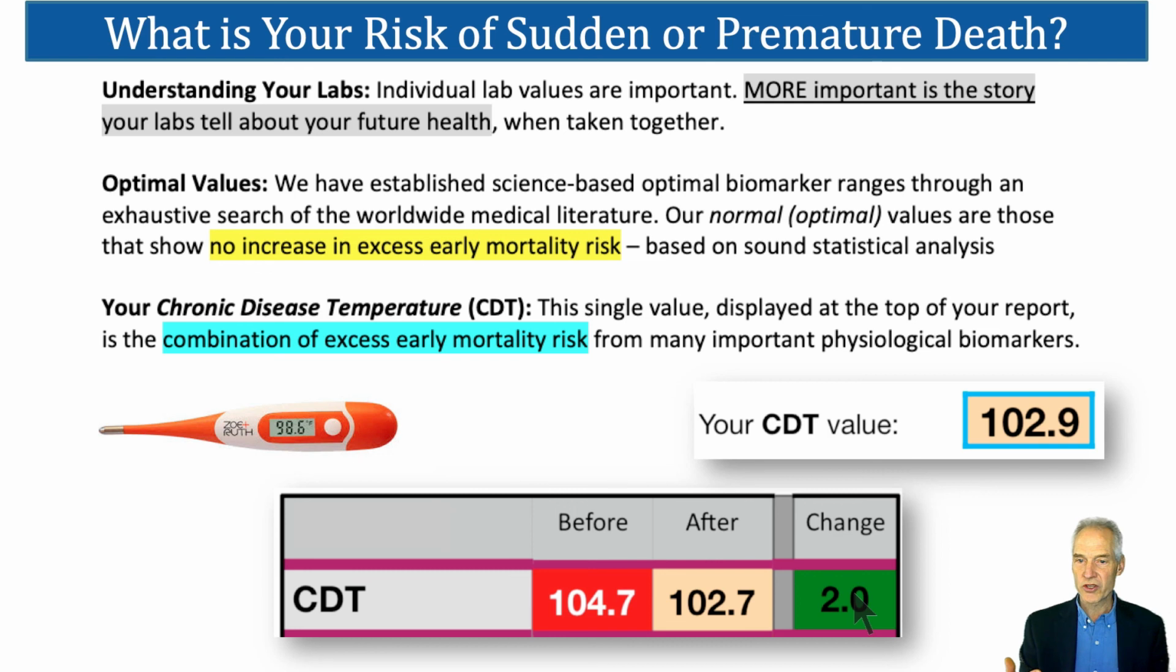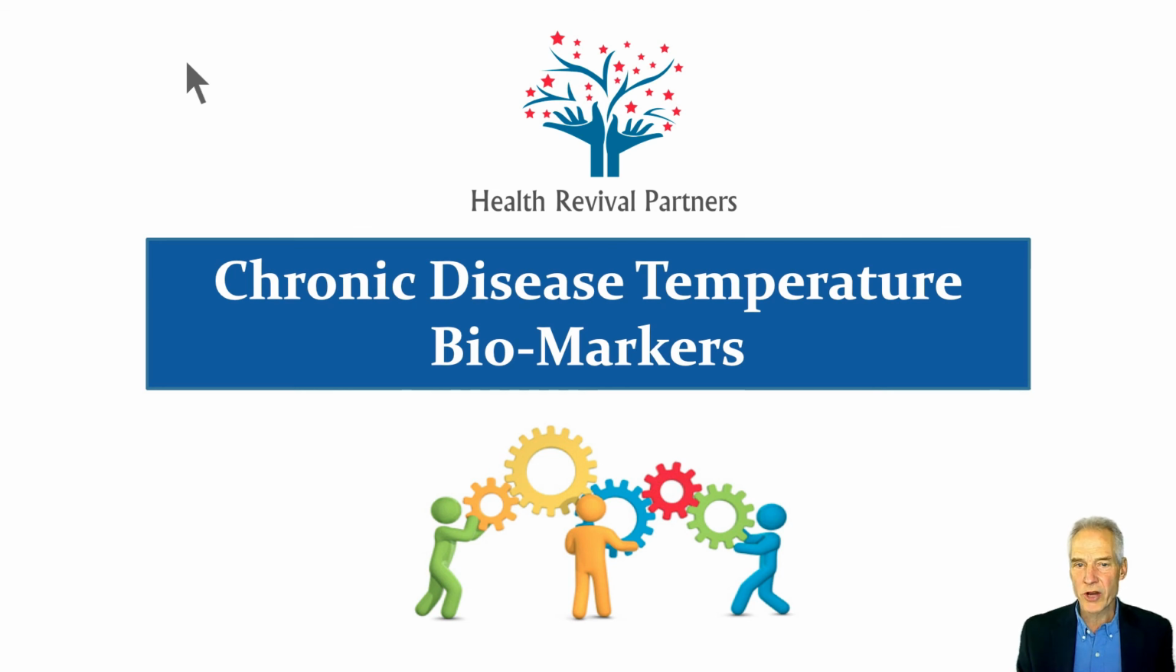And our goal, of course, is to get into 99 or below. So this is the introduction to the chronic disease temperature biomarkers. Next, I'm going to break down each marker one by one, all 20, in individual videos that explains where the right range for these markers are in terms of completely lowering your early mortality risk.